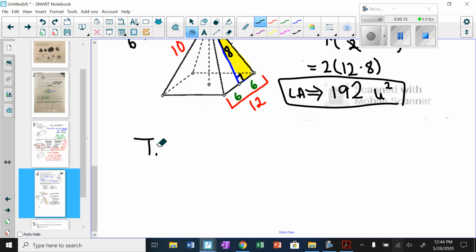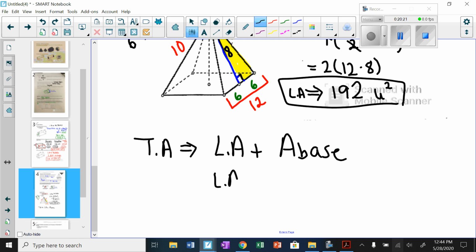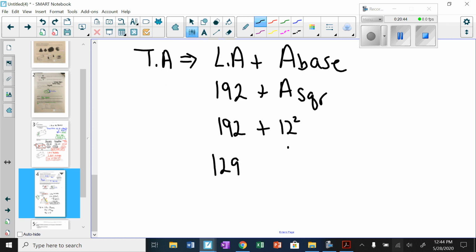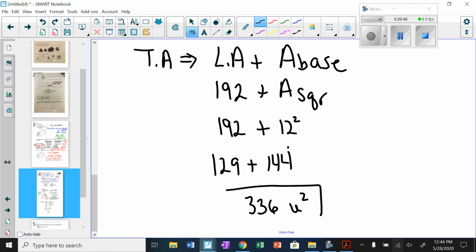Now we want to find the total area. Well, remember the total area is going to be the lateral area plus the area of the base. So the lateral area we figured out is 192. Now, because this is a regular pyramid, that quadrilateral has to be a square. The only quadrilateral that's equilateral and equiangular is a square. So plus the area of the square. So we're 192 plus 12 squared. So we are 192 plus 144, which is 336 units squared.